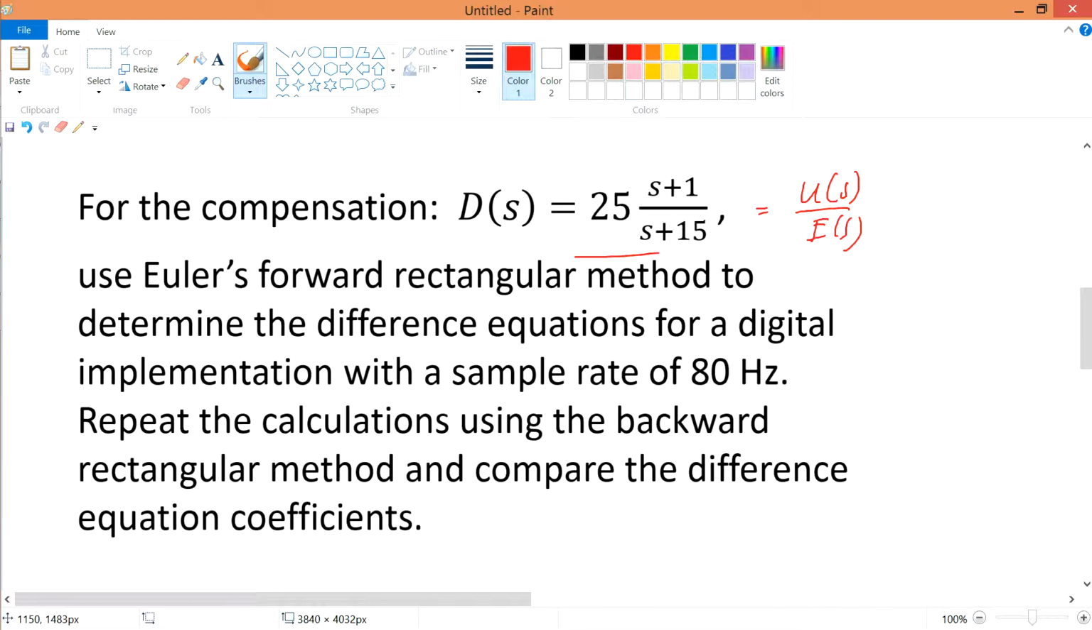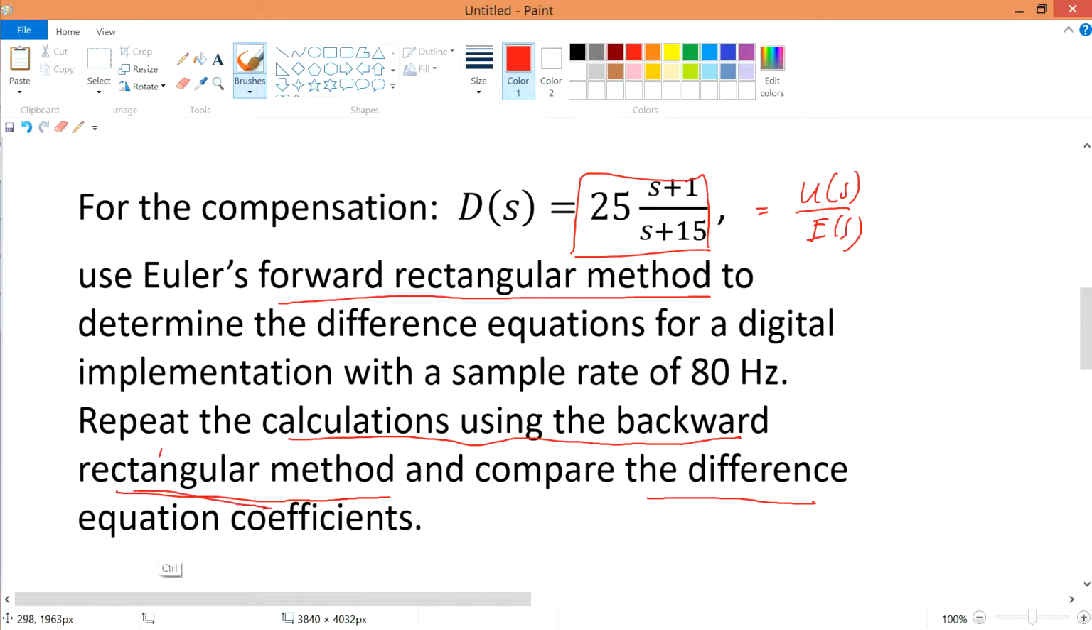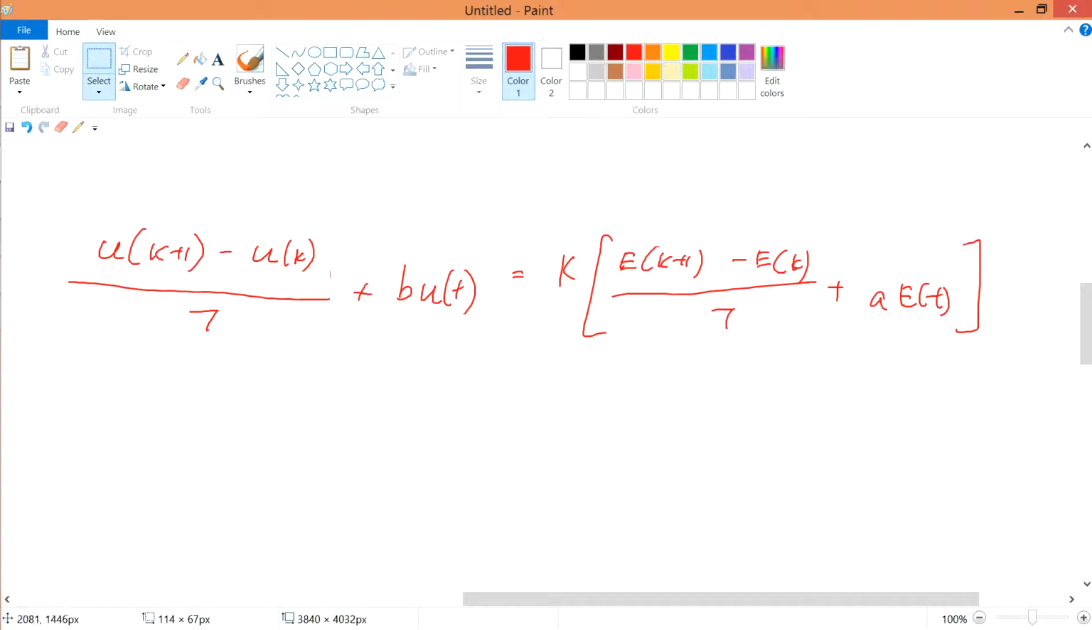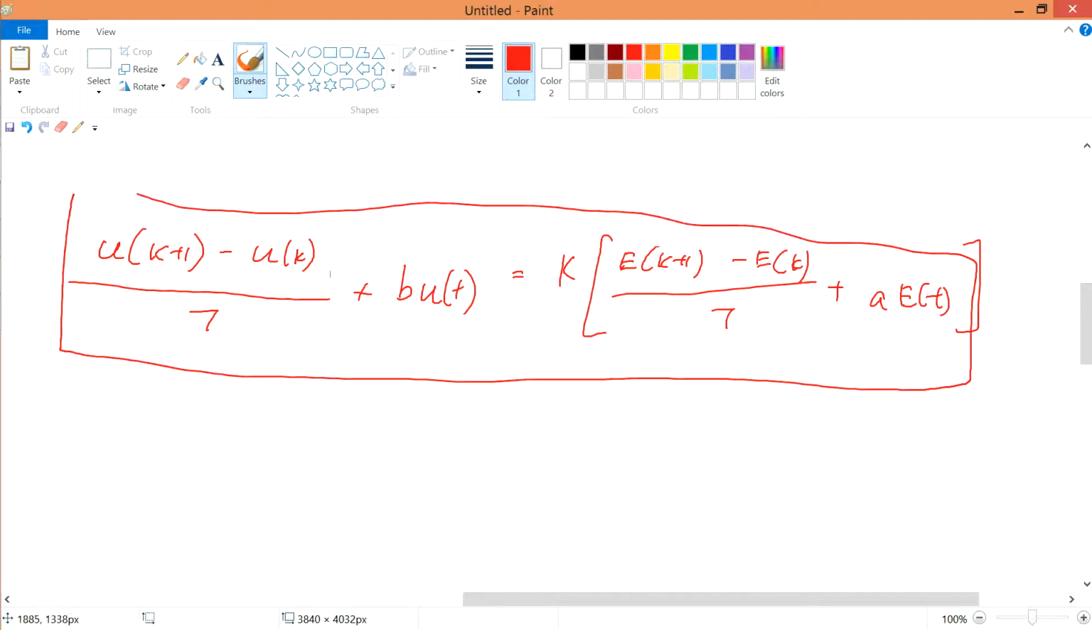Okay, so in order to solve this function, use the forward rectangular method and also repeat the calculation using the backward rectangular method. So we're going to do both methods and compare the difference between their coefficients, with a certain sample rate of 80 Hz. Alright, it's kind of tedious, so let's do it. In order to solve it, let's continue from the general equation that we derived in the previous video.